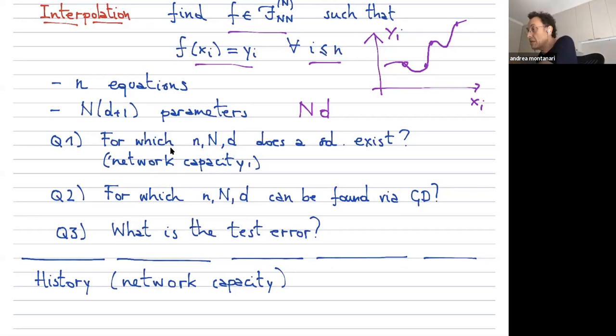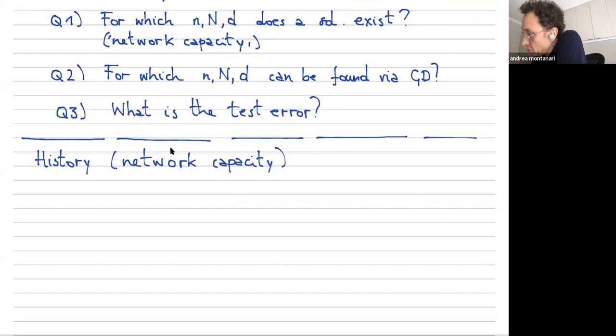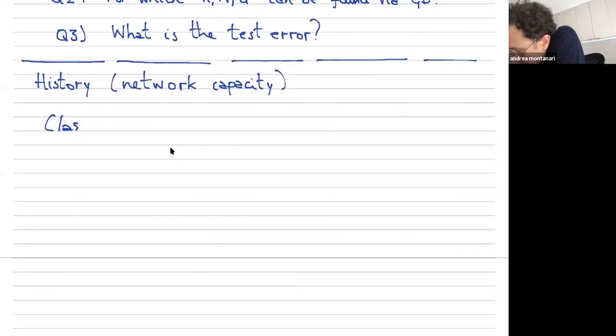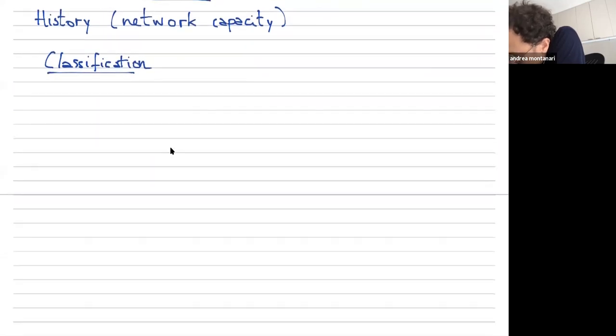Okay, so let me start here by mentioning a little history about this topic, in particular a history of the question of network capacity, in the context of classification. This work started quite a long time ago.